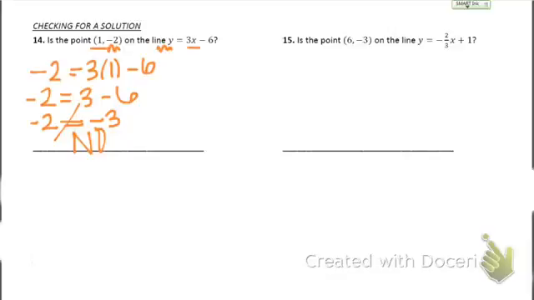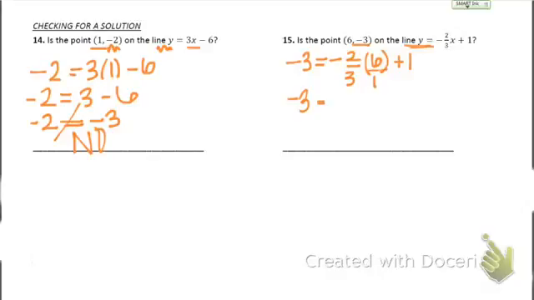Let's do 15 together. So 6, negative 3, and we want to see if it lies on the line y equals negative 2/3 x plus 1. So I'm going to plug in negative 3 for y. So that is negative 3 equals negative 2/3 times x, which is 6, plus 1. And this is where I want to make sure everybody is good, because this is where I have seen most of the errors on homework and quizzes and things. 2 over 3 times 6.